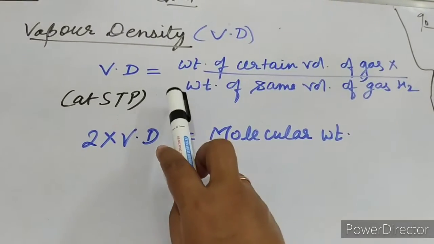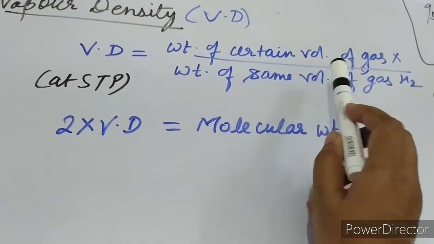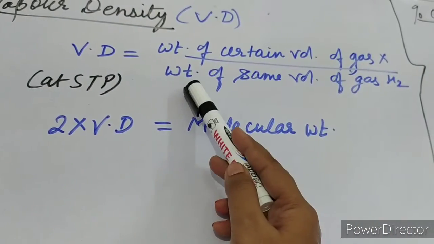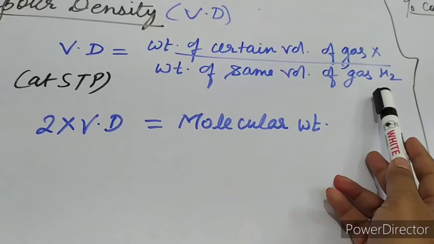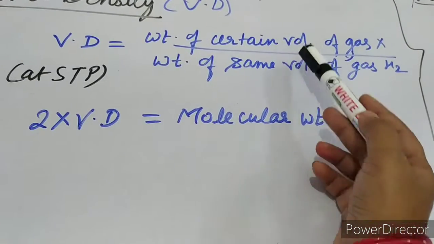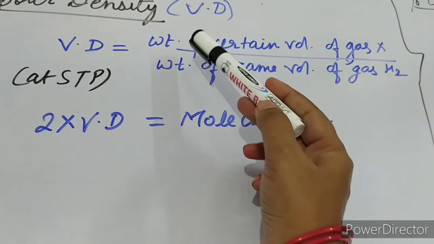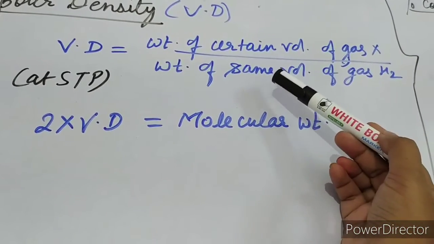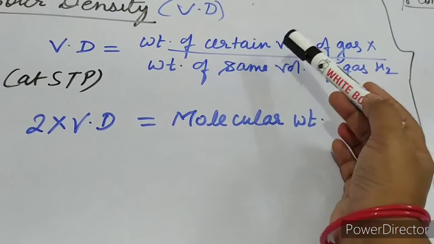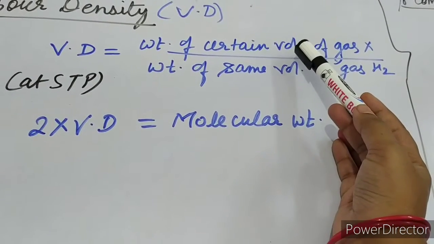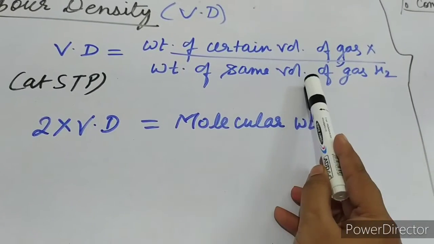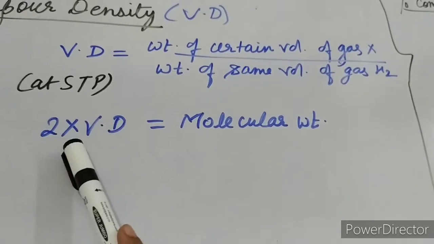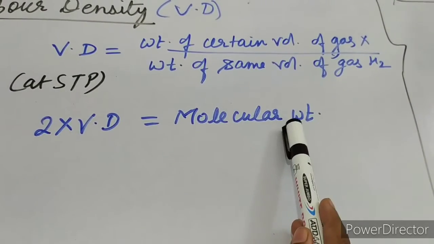Vapor density is the ratio of the weight of a certain volume of any gas X to the weight of the same volume of hydrogen gas. Volumes should be the same, and we will take the weight of the two gases, gas X and hydrogen. If we are taking the weight of 1 liter of hydrogen, then we will take the weight of 1 liter of gas X on the top. Both should be at the same condition of temperature and pressure, or you can say both should be at STP. And if you multiply vapor density by 2, you will get the molecular weight.